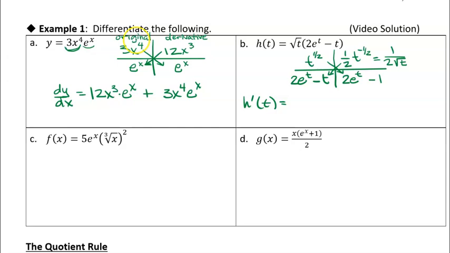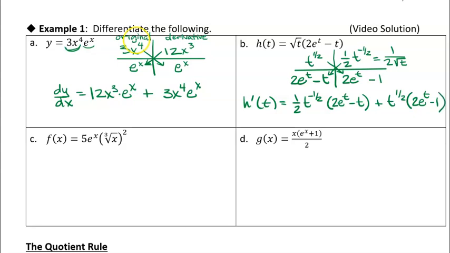So I'm going to take, now you could write it either way, 1/2 t to the minus 1/2, or 1/2 square root of t, either way. And then I have to put this in parentheses, 2e to the t minus t. Okay, and then we're going to add the product of the other diagonals. So t to the 1/2, and then again in parentheses, 2e to the t minus 1.